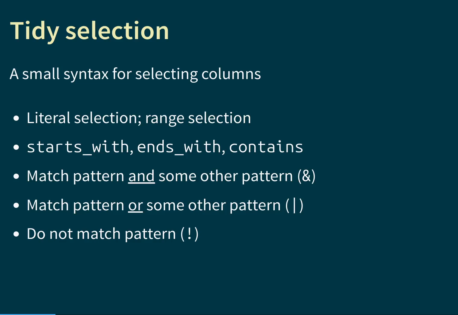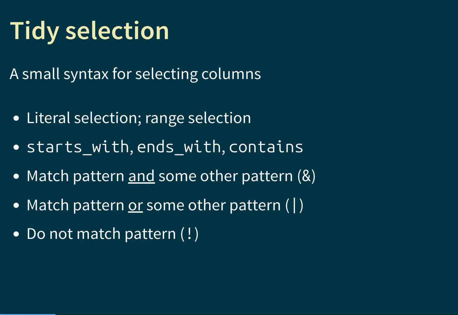But this is where tidy selection comes in, which again is a small syntax for being able to select columns more efficiently. As you see in the first bullet point there is something called literal selection, and that is exactly what we have been doing so far. So literal selection means that we literally specify, that is unchanged, the name of the column or the names of the columns that we want to select. Range selection is similar to literal selection, except instead of choosing particular columns that we specify, it selects a range of columns from, to, and everything in between.